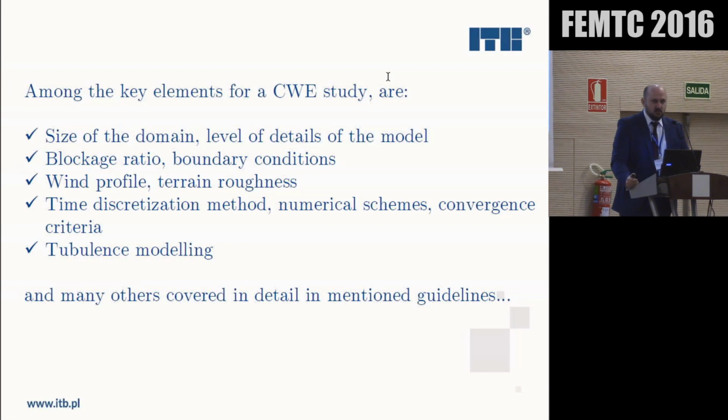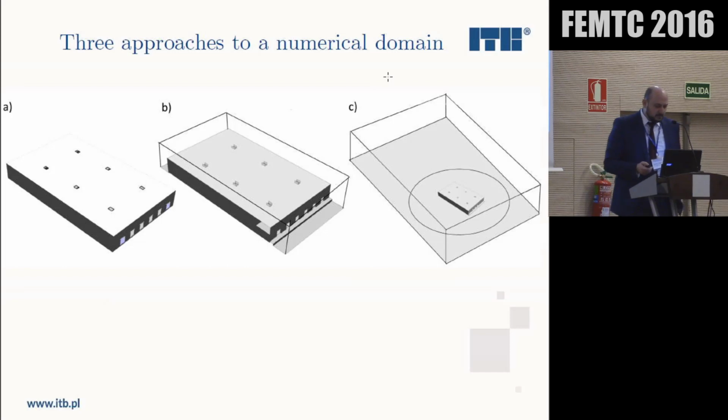What are the key elements I would like to discuss? First, the size of the domain, which you saw yesterday as well. Some blockage ratios, boundary conditions, how to model the wind profile, how to make a discrete mesh, how to make discrete time steps, and a little bit on turbulence modeling. Much more is covered in the guidelines, obviously.